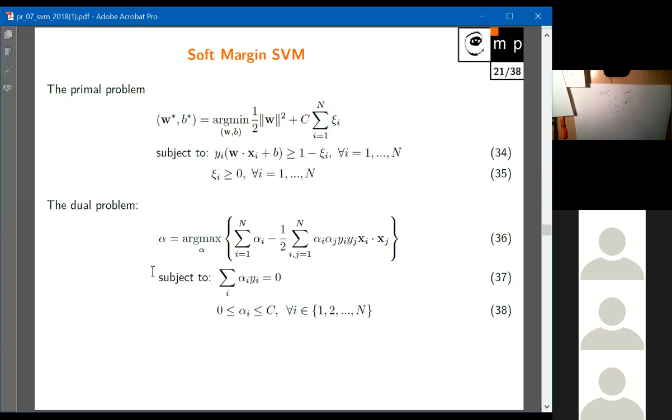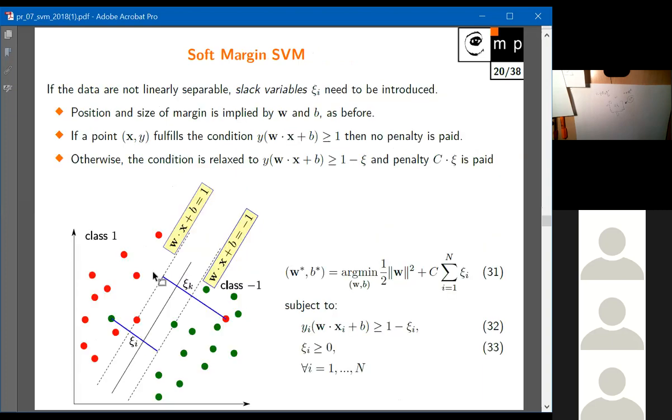Okay, so let's go back. So far, we solved one problem of the perceptron, which was the problem of selecting among classifiers. The perceptron gave one classifier which was error-free, but now we can give the one with the biggest, largest margin.